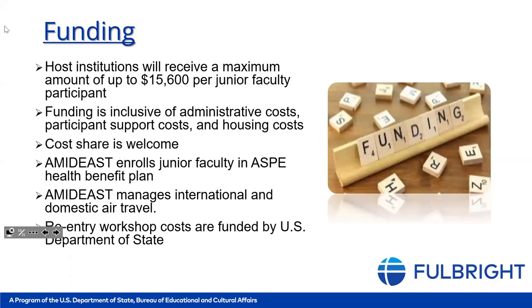And lastly, as I previously noted, junior faculty will participate in a two-day reentry workshop where they will fly to Washington, D.C. and participate in that workshop. This will be organized by Amity East and the Department of State, so you don't need to take any action with that. And also the junior faculty members will receive a per diem, so you do not have to include that in your proposal.